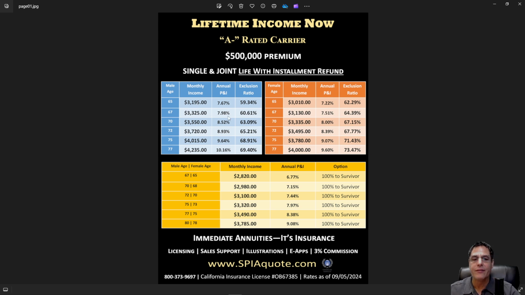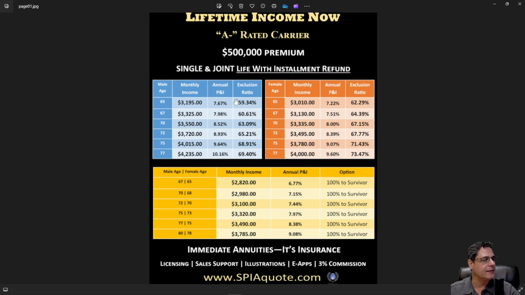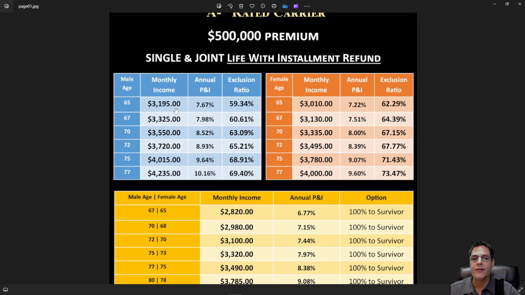At a 65-year-old, see if we can zoom in a little. Yeah. At a 65-year-old, this is on $500,000, monthly income starting in 1 month. They get $3,195. And you can look at that as a principal and interest payment of 7.67%, which means like in any other type of contract, you'd need to get 7.67% out every year and never run out. So you've got to find a way to do that. So that's not their interest rate. We'll get into the interest rate in a minute, but that's your payments, your principal and interest returning.